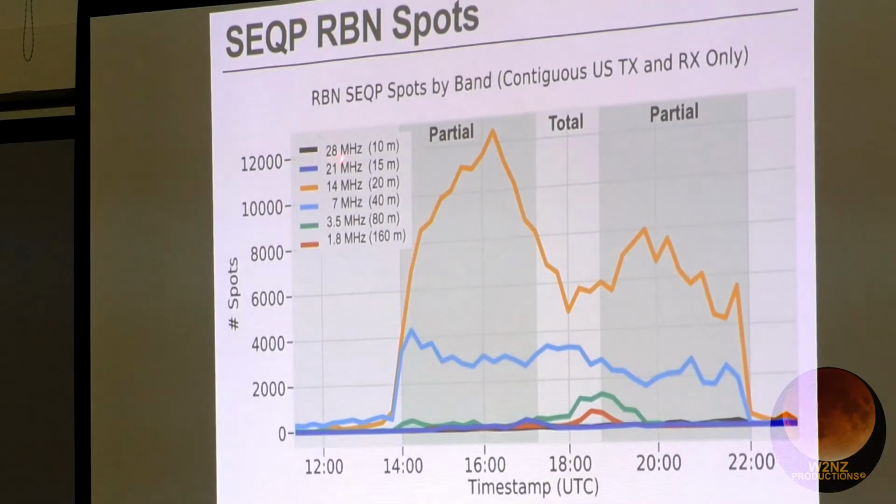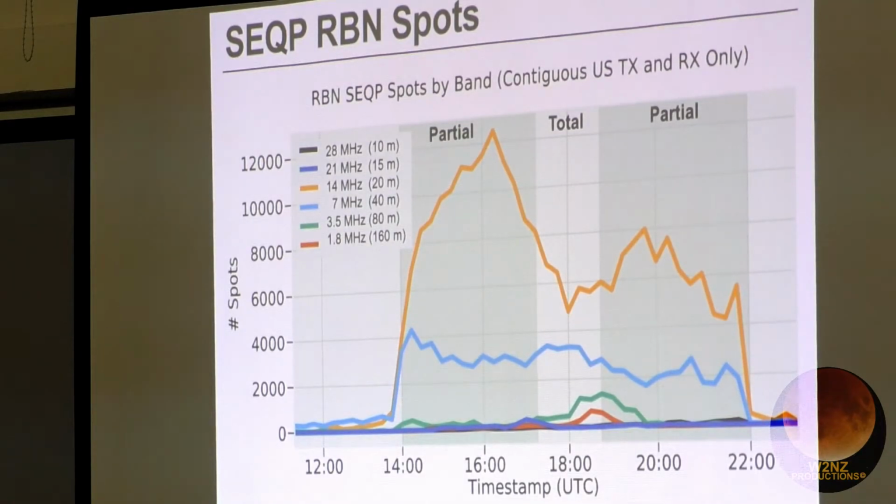And you can see that the 15 and the 10-meter bands were pretty much shut down both before and after the event. Being at a low point in the solar cycle, they just didn't work very well. But all of the other bands, 160 through 20 meters, gave us some interesting information.